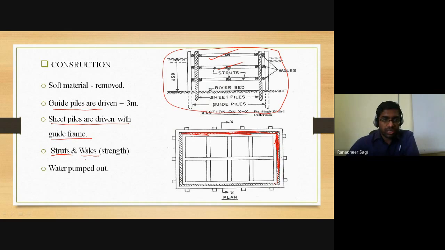And then once the structural construction is completed, you are going to be pumping out the water which got entrapped inside your cofferdam constructed region. So water is going to be pumped out of that particular area.